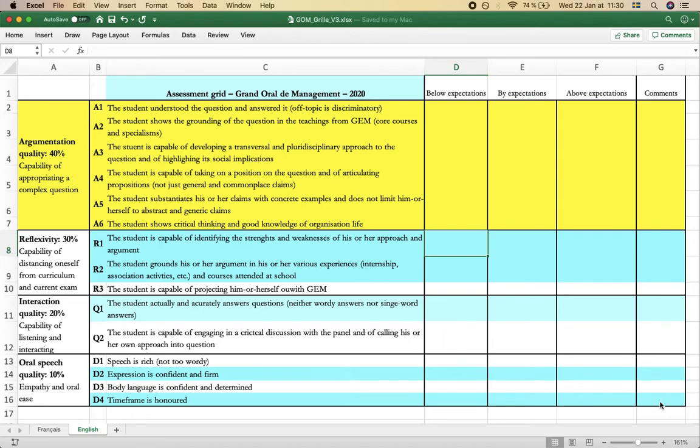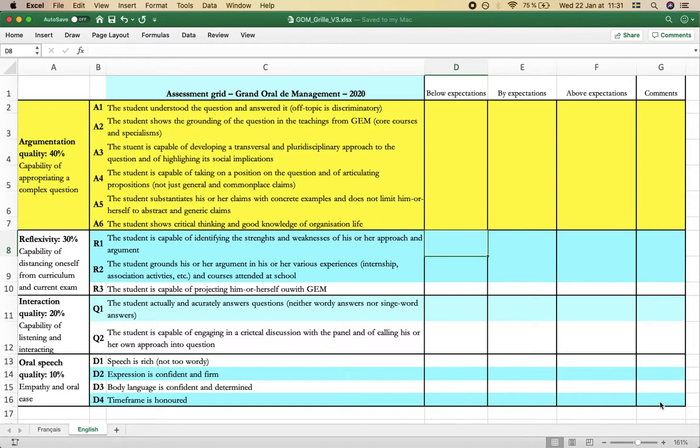The first block of assessment criteria is composed of 6 items. The student understood the question and answered it. It is very important that your oral presentation should be a real and clear answer to the question you're asked. The question calls for an answer, yes or no. We are expecting you to answer rather yes or rather no. Not answering the question is being discriminatory.